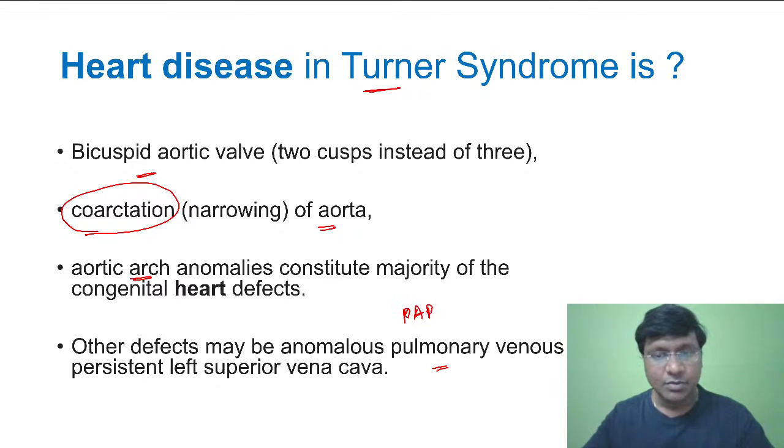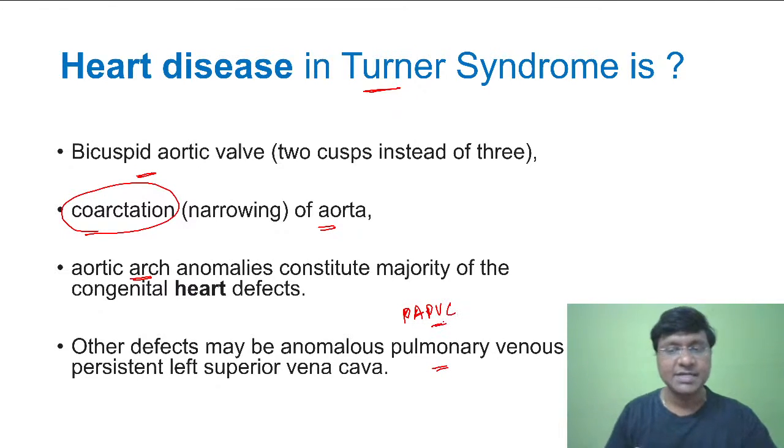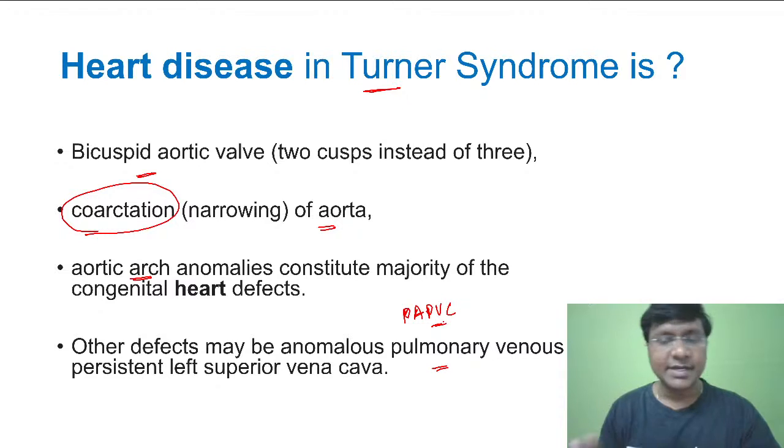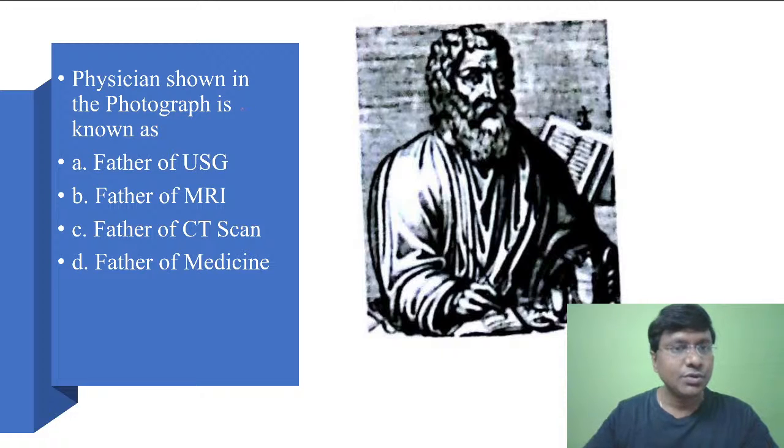What do you mean by PAPVC? That is partial anomalous pulmonary venous connection. Pulmonary veins, instead of getting connected into the left atrium, get connected into the superior vena cava or the right atrium. Next, the physician shown in the photograph, what is he known for?